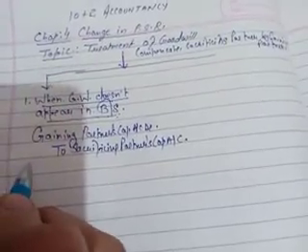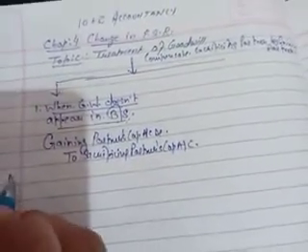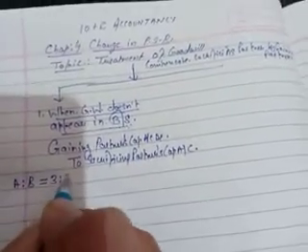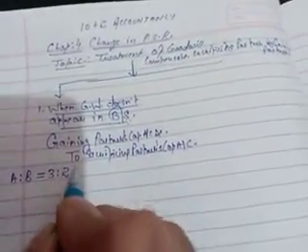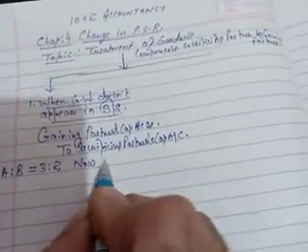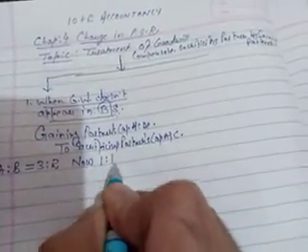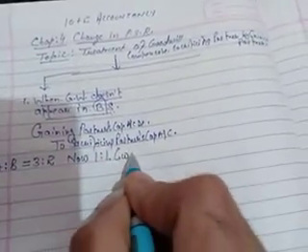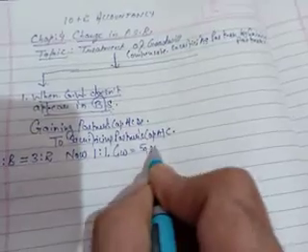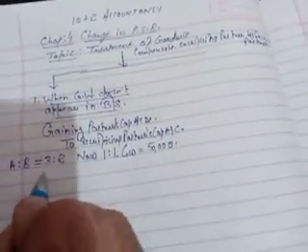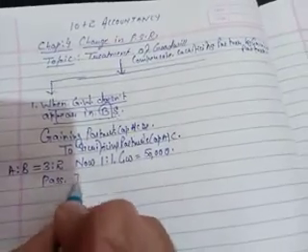Let's take an example. A and B are partners sharing profits in 3:2. Now they have decided to share future profits in 1:1. Goodwill is valued at 50,000. Pass journal entry.